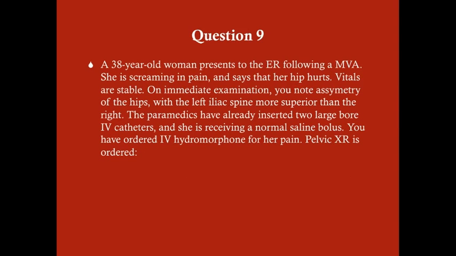A 38-year-old woman presents to the ER following a motor vehicle accident. She is screaming in pain, and she says that her hip hurts. Vitals are stable. On immediate examination, you note asymmetry of the hips, with the left iliac spine more superior than the right. The paramedics have already inserted 2 large bore IV catheters, and she's receiving a normal saline bolus. You have ordered IV hydromorphone for her pain. Pelvic X-ray is ordered. So your paramedics were doing their job.